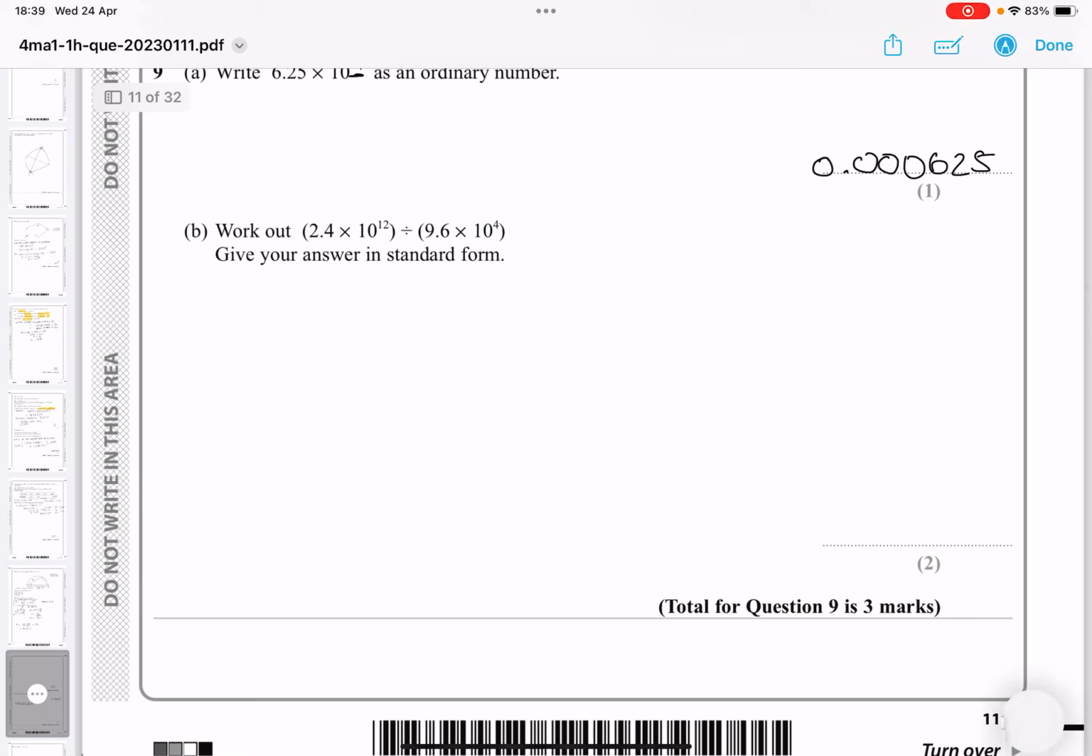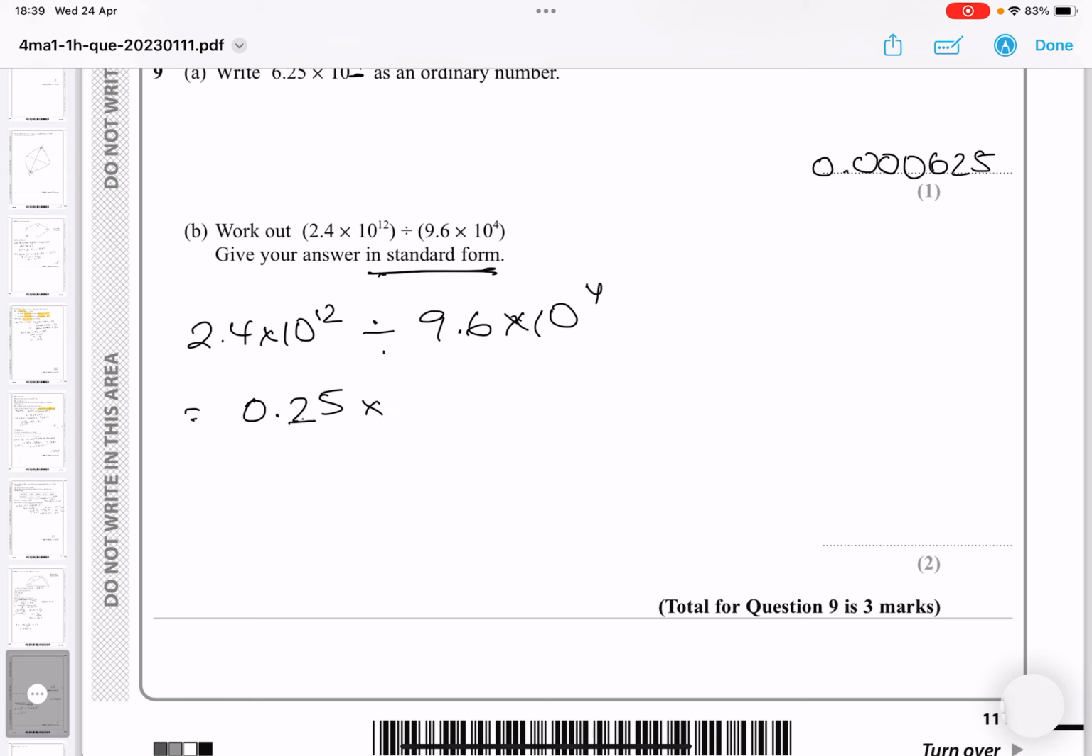Cool. Work out 2.4 times 10 to the 12 divided by 9.6 times 10 to the 4. Give your answer in standard form, so that's really important, guys. Okay, so 2.4 times 10 to the 12 divided by 9.6 times 10 to the 4. What I recommend starting is dividing the numbers. 2.4 divided by 9.6, which is 0.25, okay? Times. Now, when you have indices and you're dividing, it means you're basically subtracting the indices, okay?